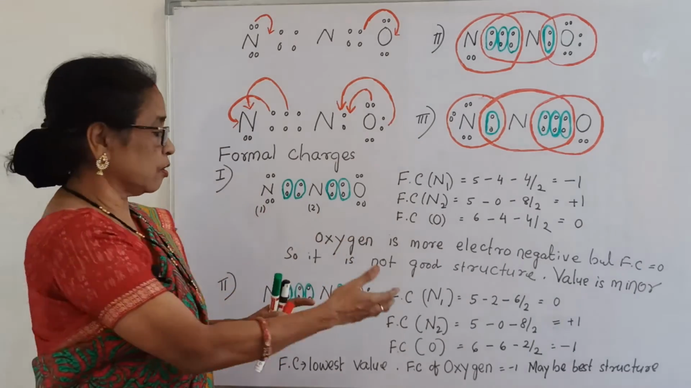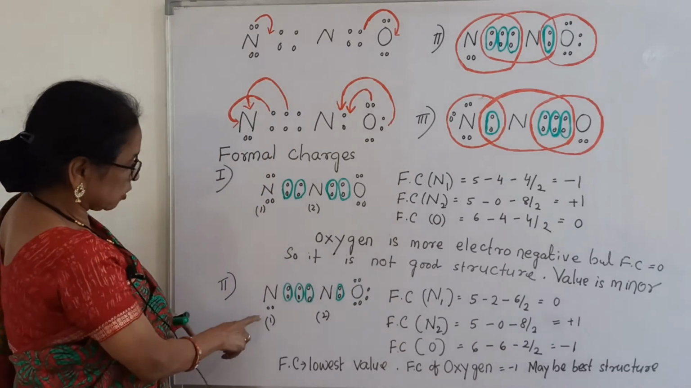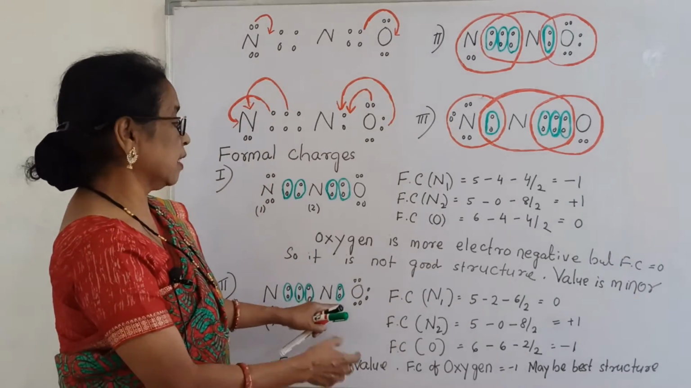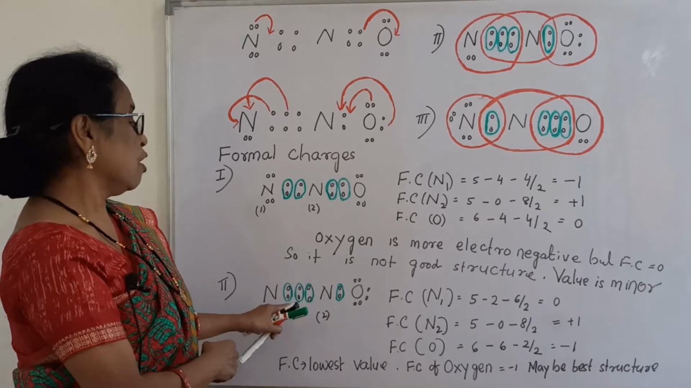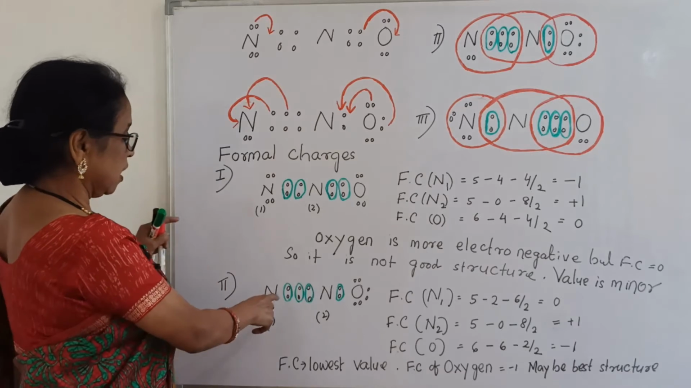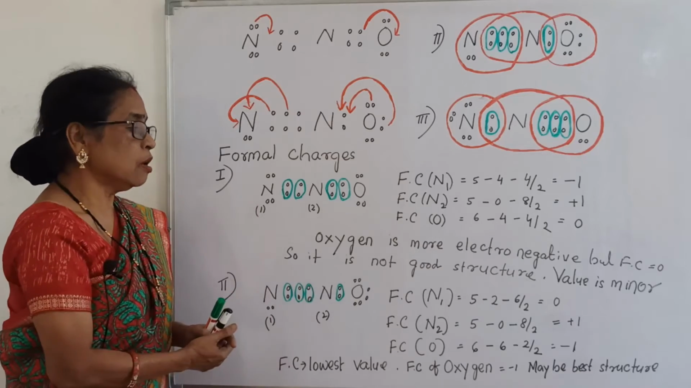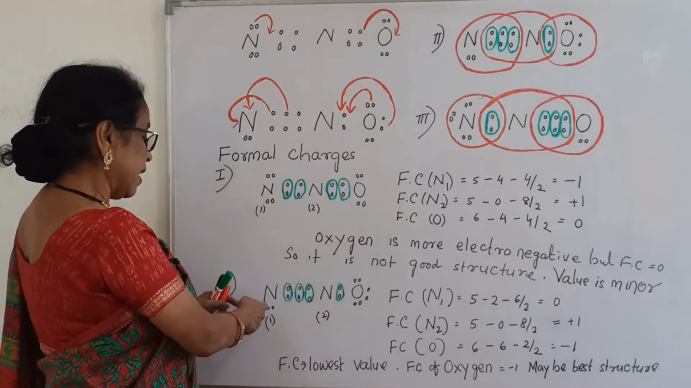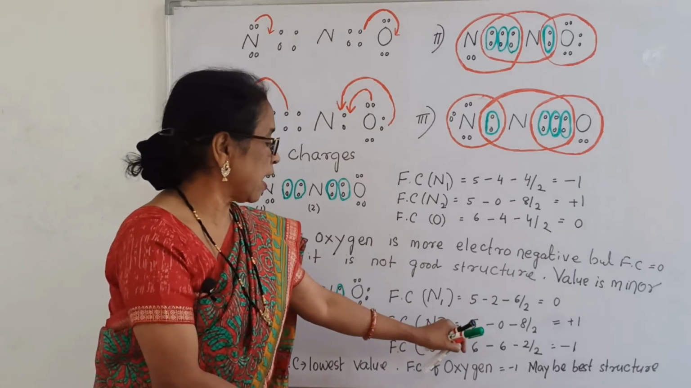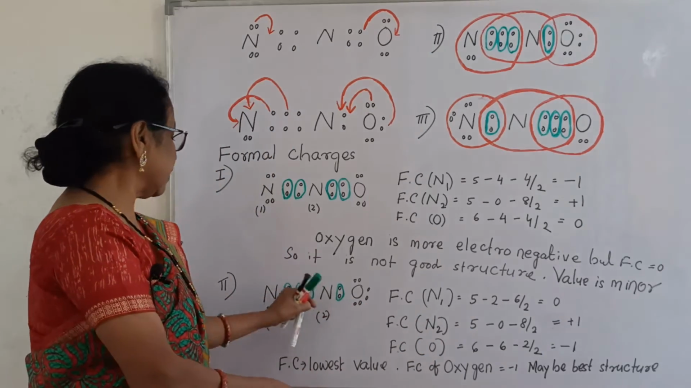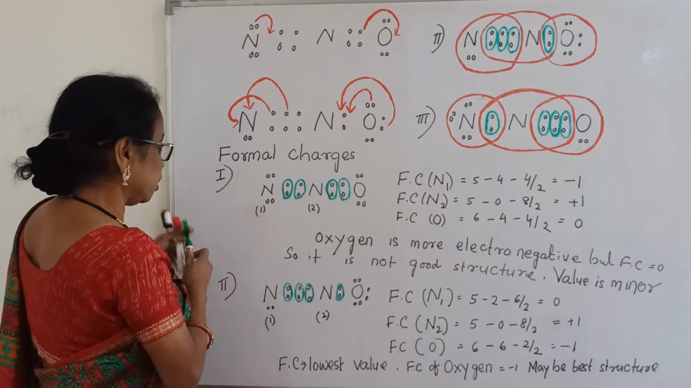What is the valence electron? 5. Then non-bonding electron 2. This is the non-bonding electron. And after that, how many bonding electrons? 6, because 3 pairs for nitrogen, 6 by 2, the value comes to 0. And next, for this nitrogen, valence electron 5, and there is no non-bonding electron, that is why the value is 0.